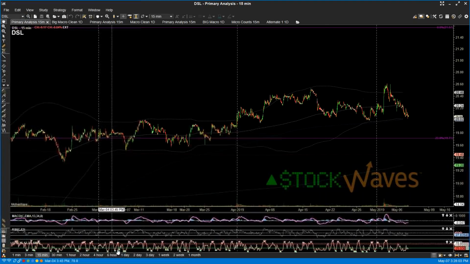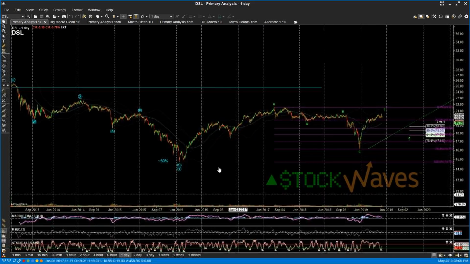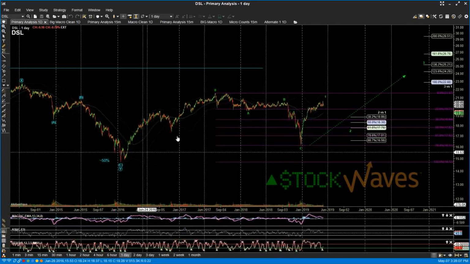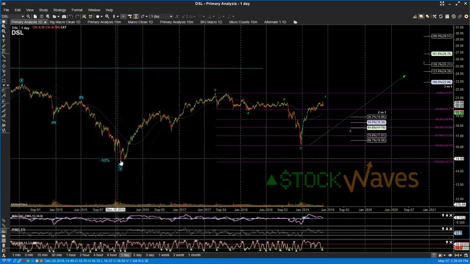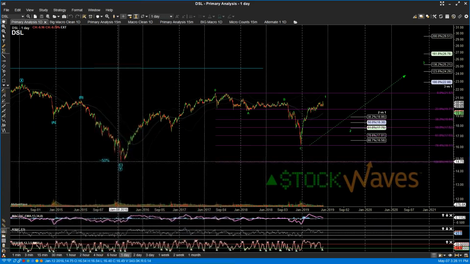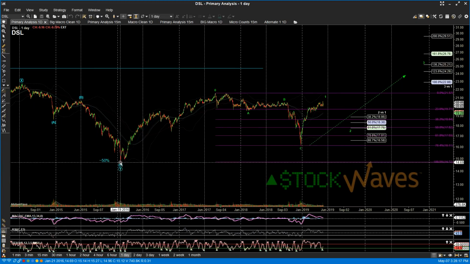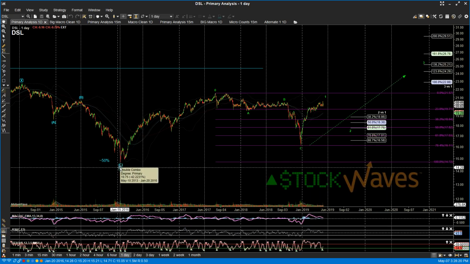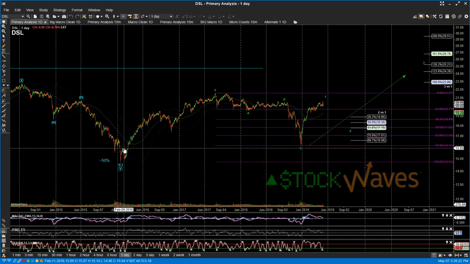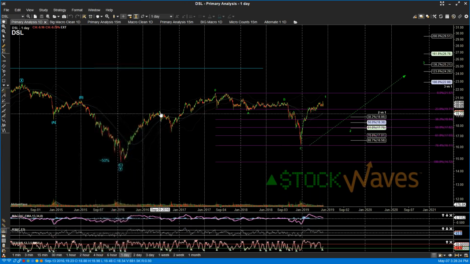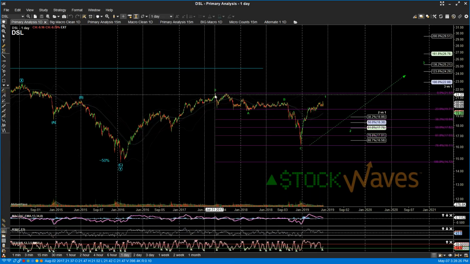Next, I wanted to take a look at another, this is a fixed income closed-end mutual fund, DSL. And it too has a pretty decent setup as it's not clear if this is supposed to be 5 waves up, but very similar to what we were looking at on REM off of the January 2016 low. It's a small 1, 2, but that can certainly be 3, 4, and 5.